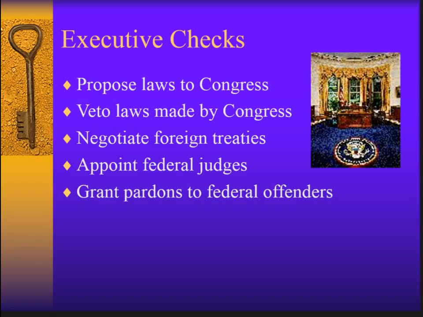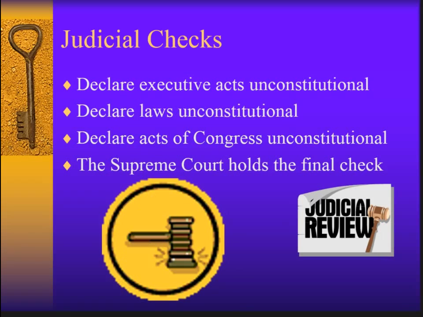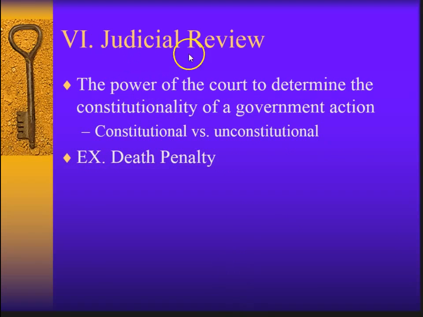Some of the checks include vetoing laws, things like that, legislative checks like overriding the president's veto, and judicial checks are, of course, declaring something unconstitutional. And then lastly is judicial review, and this is a tough one to comprehend, but understand this. It's the power of the court to determine the constitutionality of a government action, right? We've already talked about this a lot, but this was one that wasn't necessarily within the Constitution, and it had to be carved out by the Supreme Court.